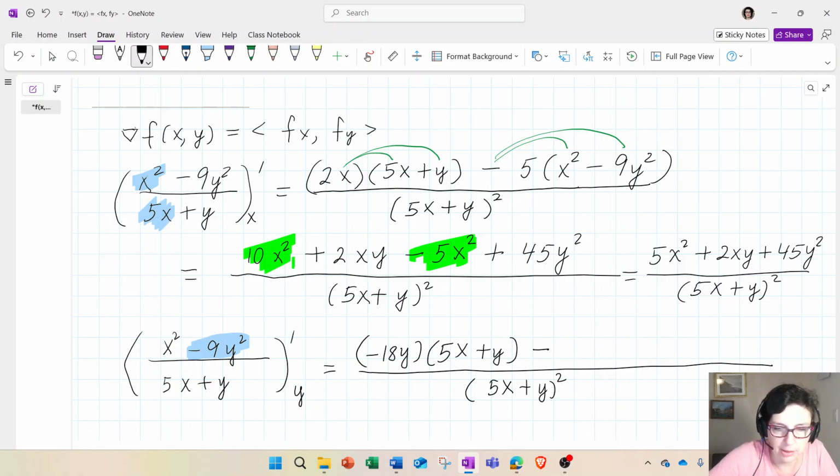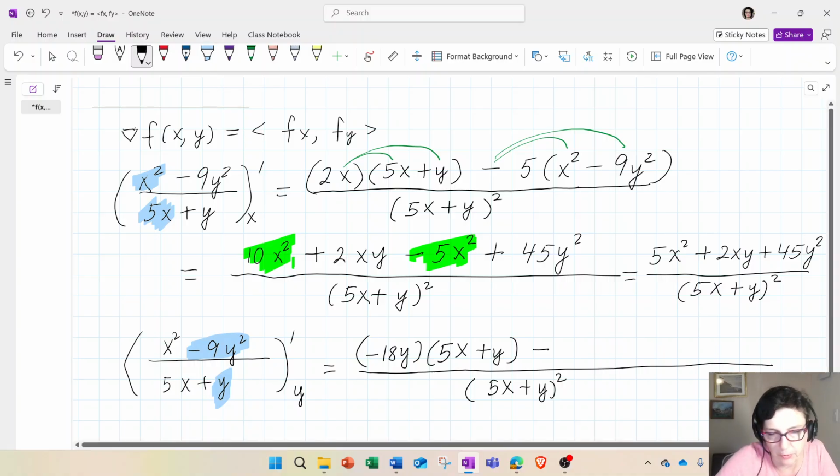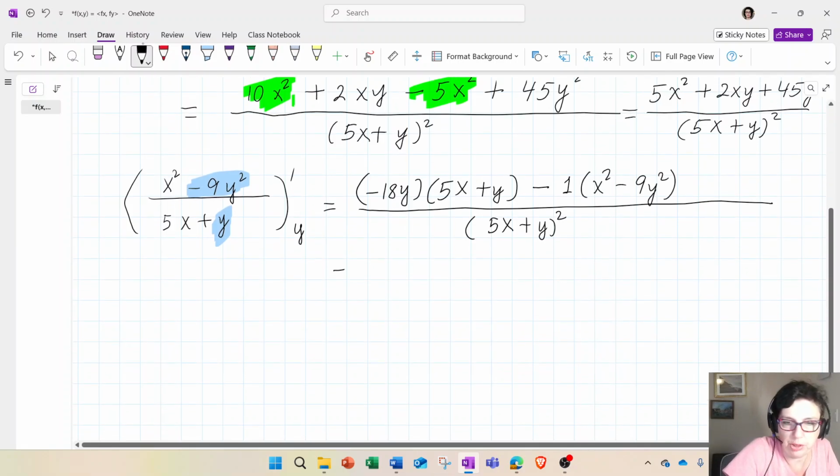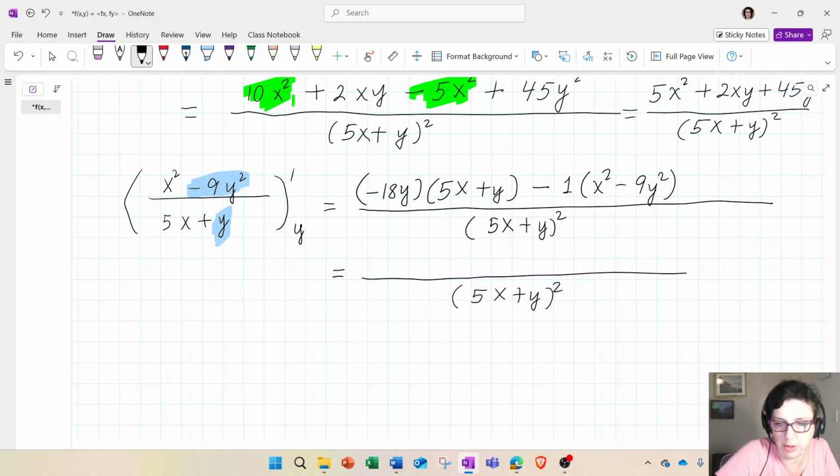Then minus, now derivative of the bottom. Here again, we only care about the terms that have y in them, which is just this y, and 5x will drop out. Derivative of y is 1 with respect to y. And then we multiply that by the top with no change. Okay, so if we were to distribute, and cancel again, please do not try to cancel that 5x plus y with the bottom because it only has that on the first term.